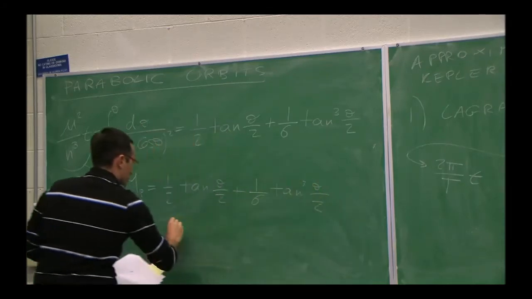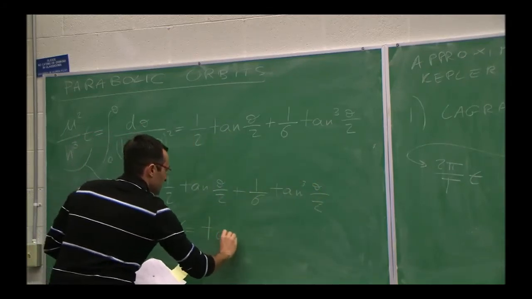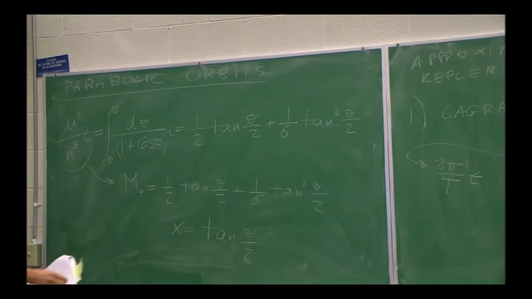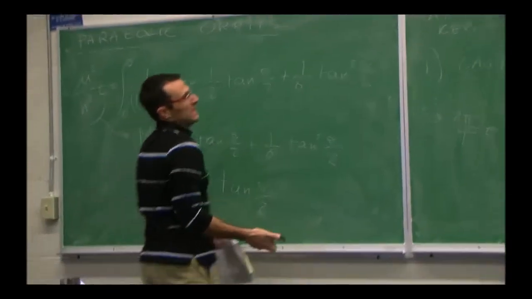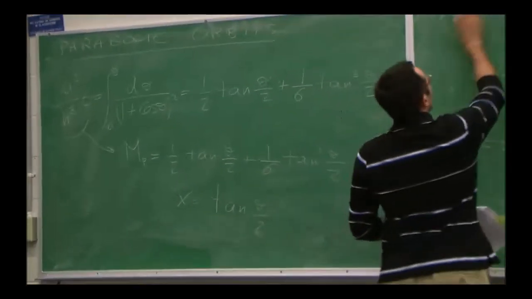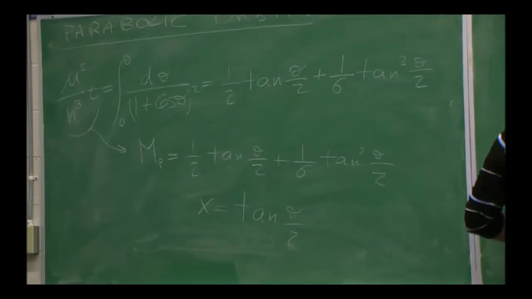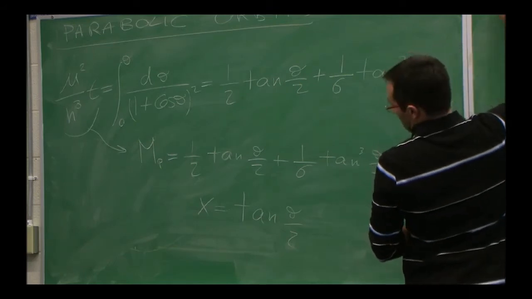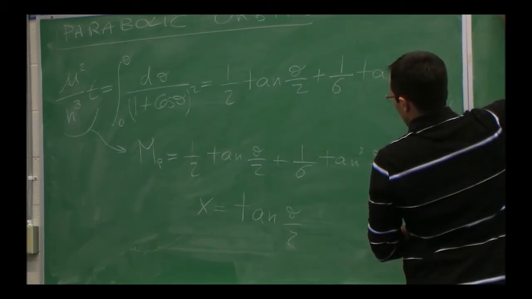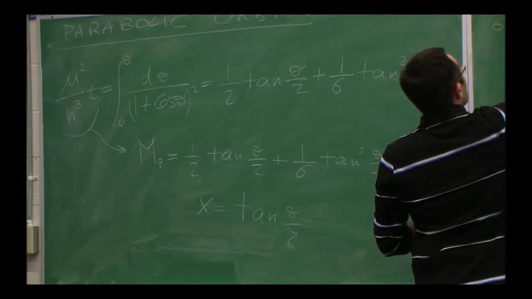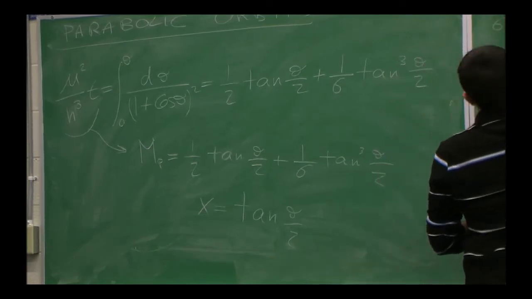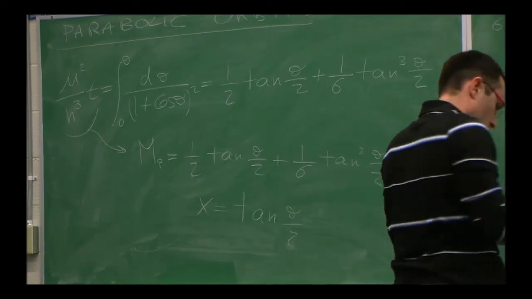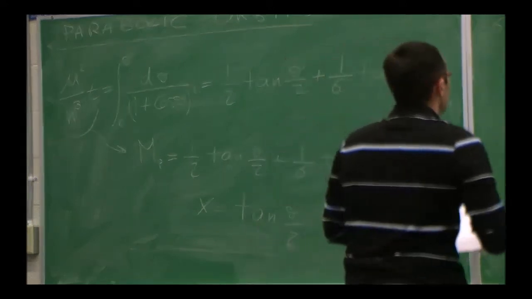And if you say that x is the tangent of theta over 2, this is a cubic equation to solve. So in other words, that equation becomes 1 over 6 x cubed plus 1 over 2 x minus MP equals 0. And this does have a solution, which is the following.